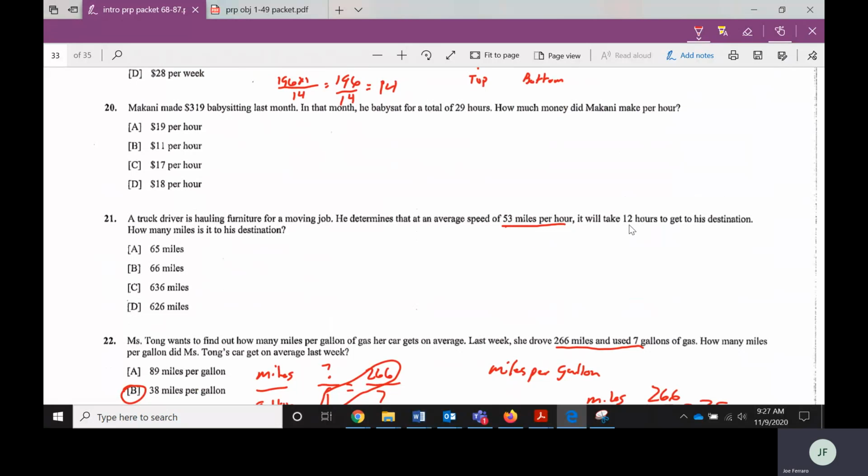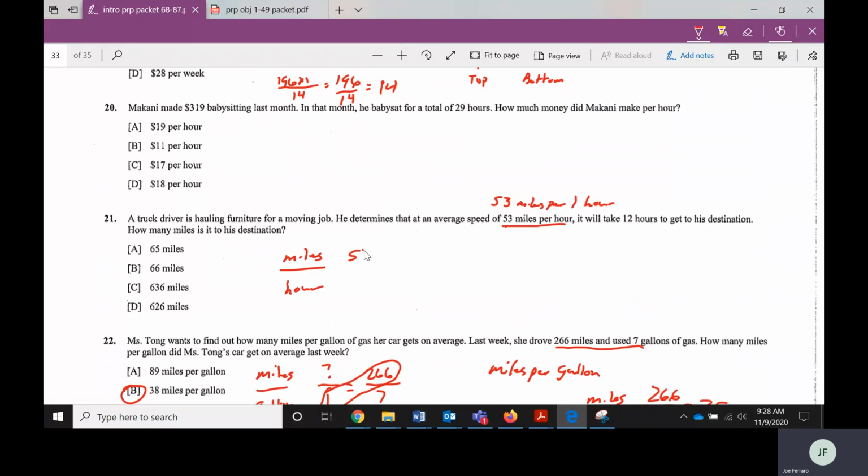Okay, so the unknown pair is 12 hours, and we want to know how many miles. And it might look like, well, I only have one number, I don't have a known pair. But remember, this would be the same as saying 53 miles per 1 hour. And that miles and hours matches up with the unknown pair. We have 12 hours and we want to know how many miles. So I'm going to set it up the way that it's used in the unit rate here. So this is the unit rate. 53 miles per hour means 53 miles per 1 hour.